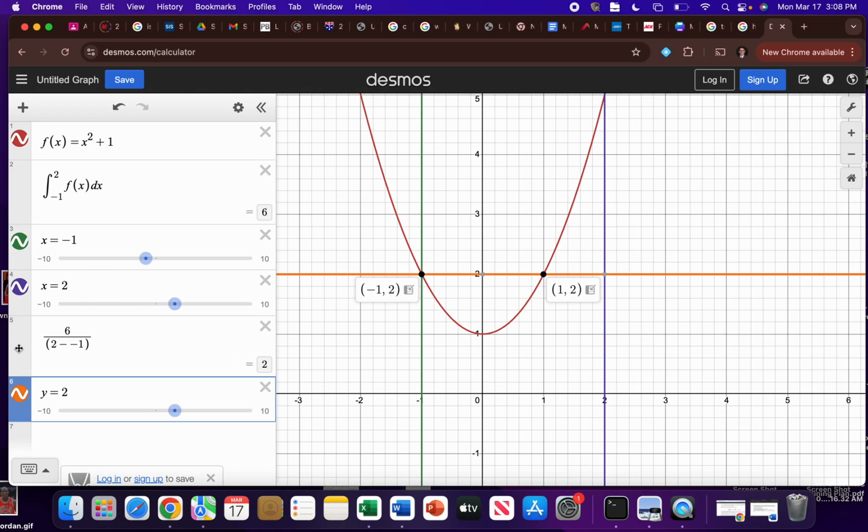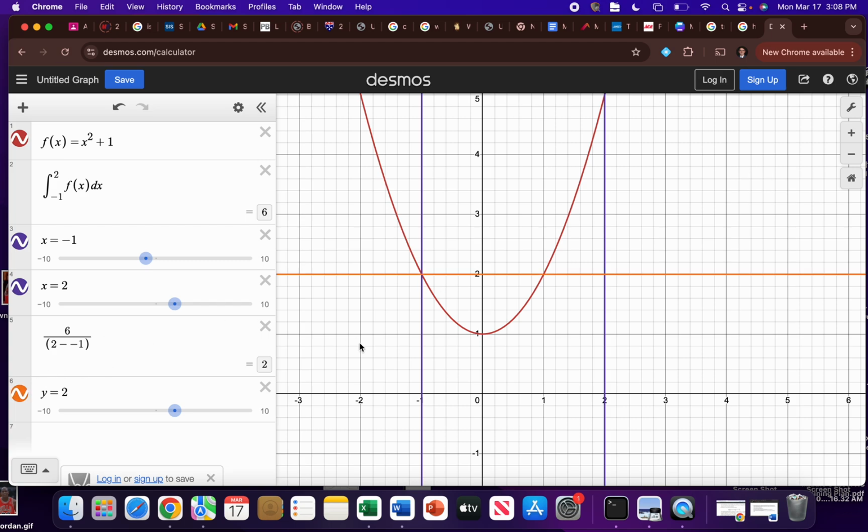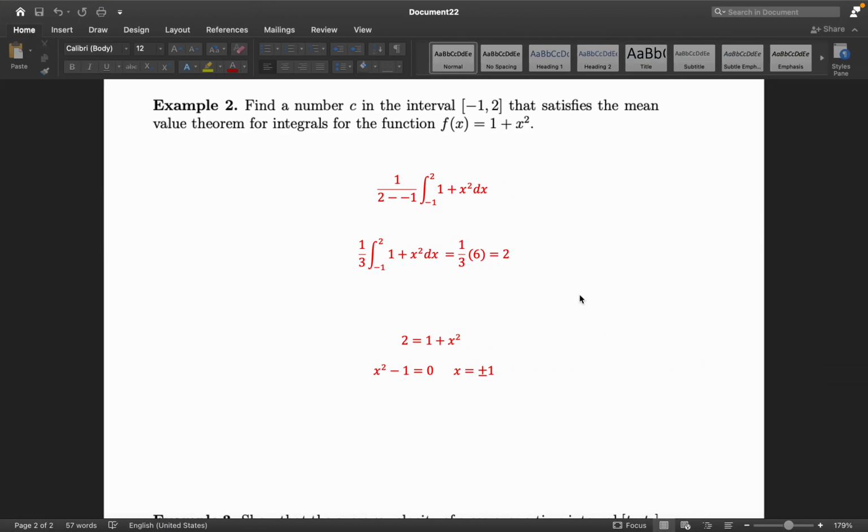Now we can check this graphically. From -1, let me make this purple. From -1 to 2, the average value of this function is 2. And it looks like I've got two intersection points at x equals -1 and x equals +1, where f of x is 2, or y equals 2. So there should be at least one. In our case, we got 2.